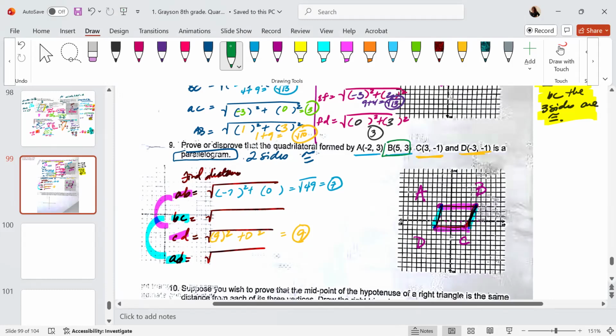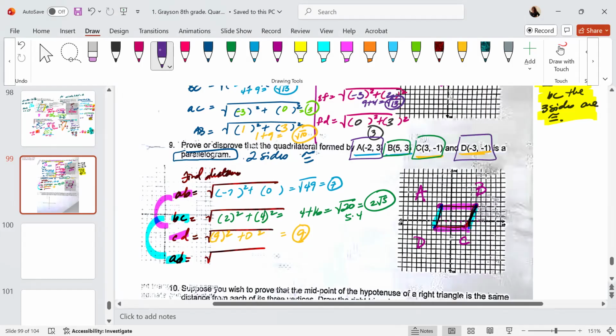BC. B and C, correct? 5 minus 3 is a 2 squared. 3 plus 1 is going to give you a 4 squared, right? So that's 4 plus 16, square root of 20, which is 5 times 4, so 2 square root of 5, correct? Okay. Now let's take a look at AD. So AD. -2 plus 3 is a 1 squared. 3 plus 1 is a 4 squared, which is 1 plus 16, so that's square root of 17. Do you see that? So far, does it seem like they are the same?